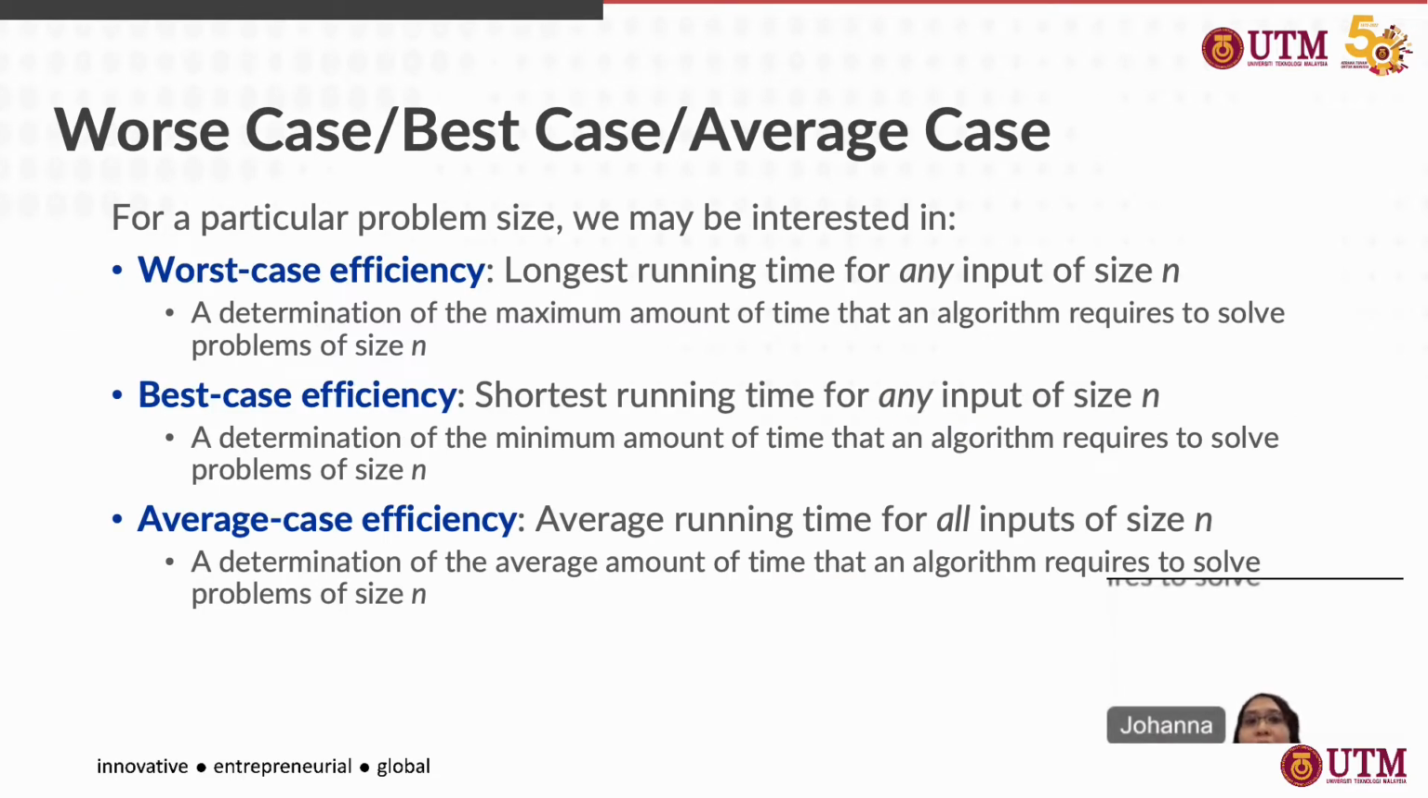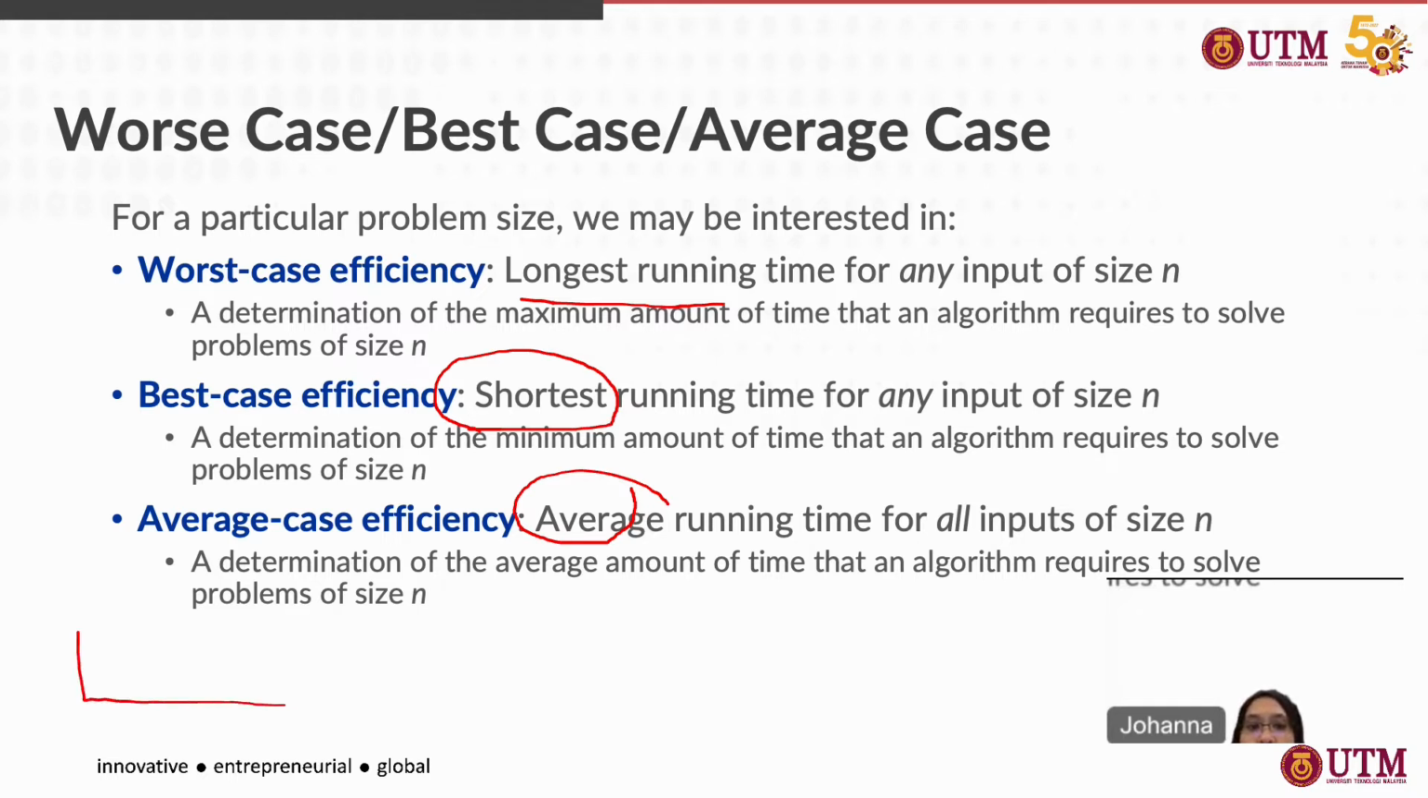All right, now what does it mean by the worst case efficiency, the best case efficiency, and the average case efficiency? The worst case efficiency actually takes the longest running time. If we are talking about the best case, then it is actually the shortest running time, and then the average running time, for example, as a very simple example.